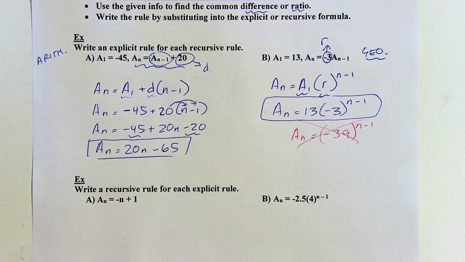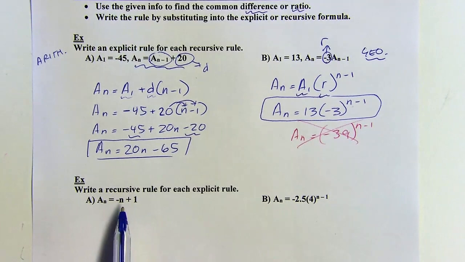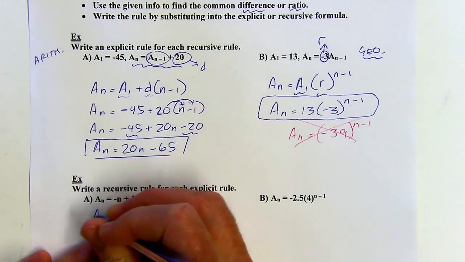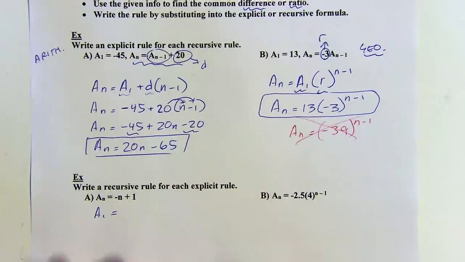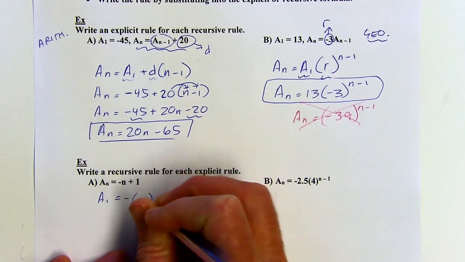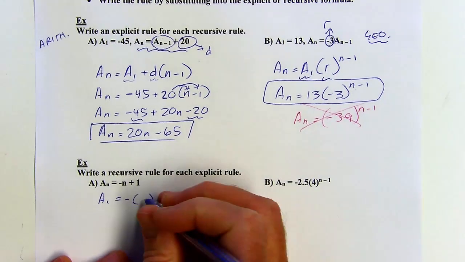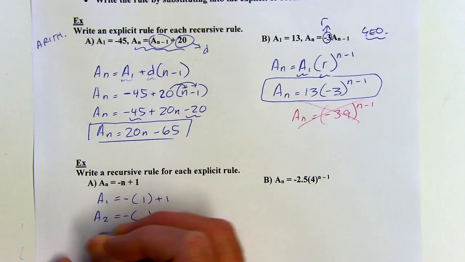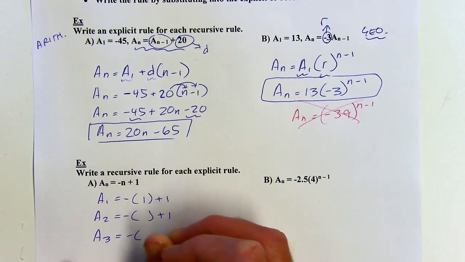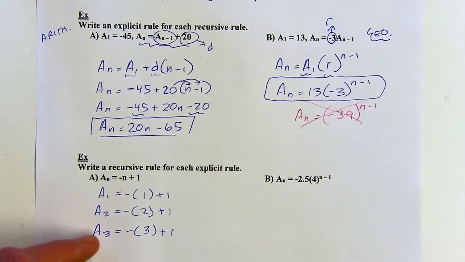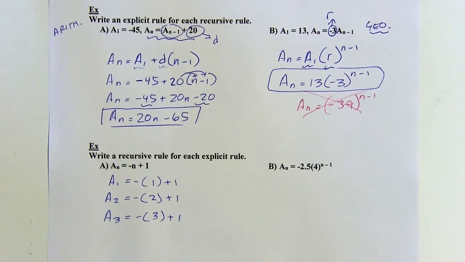All right. So, just to show you the other method, let's build a couple of terms, since this is an explicit one, and I'm going to be writing a recursive rule from this. So I've got negative something plus 1. The something is going to be the term number, okay? So when I'm finding a sub 2, something plus 1. Same thing with a sub 3, something plus 1. The something here is the n, so that's 2, this is 3. You really only need 3 terms to figure out if it's arithmetic or geometric, so I'm just going to go with those.